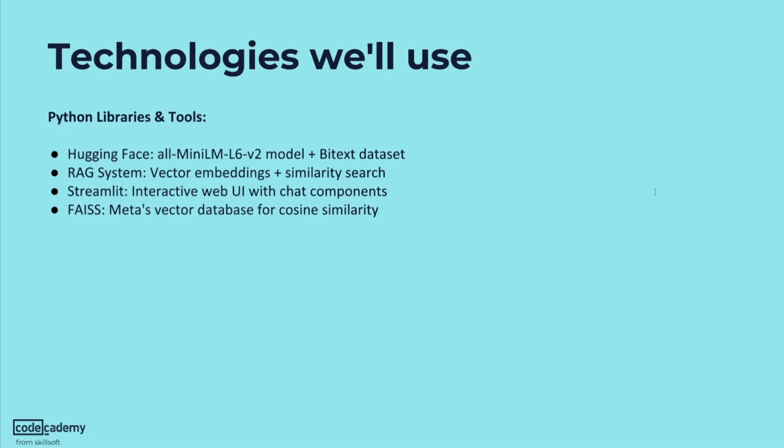RAG stands for Retrieval Augmented Generation. Basically, instead of training our own AI from scratch, we are giving it a dataset of information to search through and find answers. For our interface, we are using Streamlit. It's amazing because it lets us build a web app with just a few lines of code. And finally, FAISS. This is Meta's tool for searching through lots of data really, really fast.